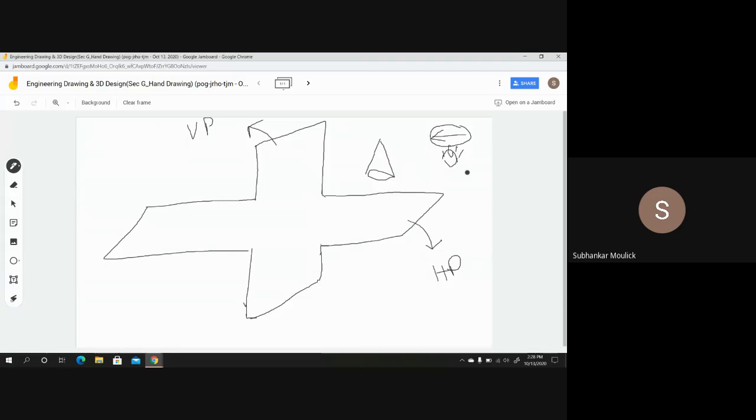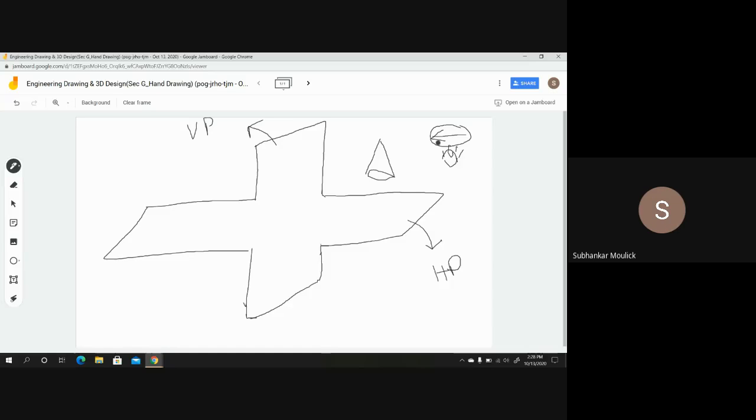But I have defined the question. My question is, this is my cone, and this arrow symbol represents the front direction of viewing. That means the observer is looking at this cone in the front direction. Then which view will he get? He will get the front view. Is it clear? Yes, sir.